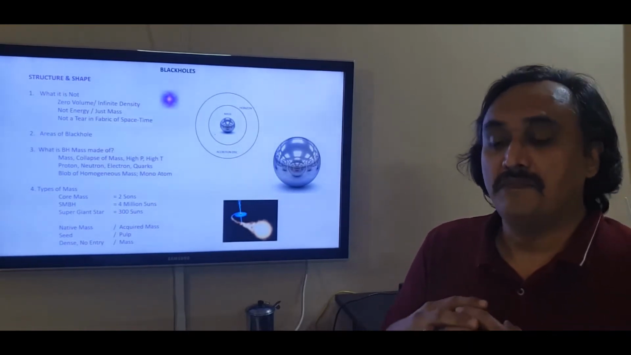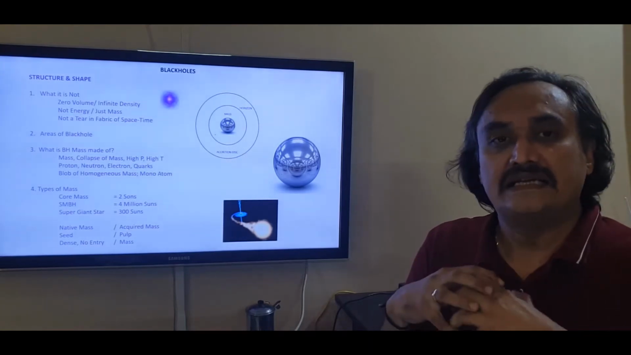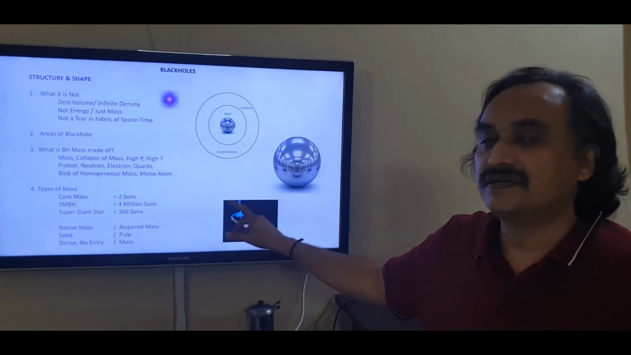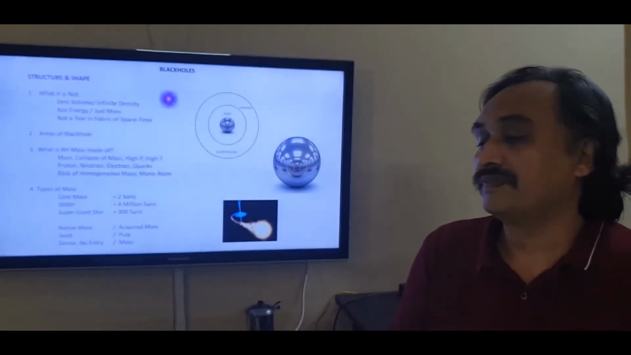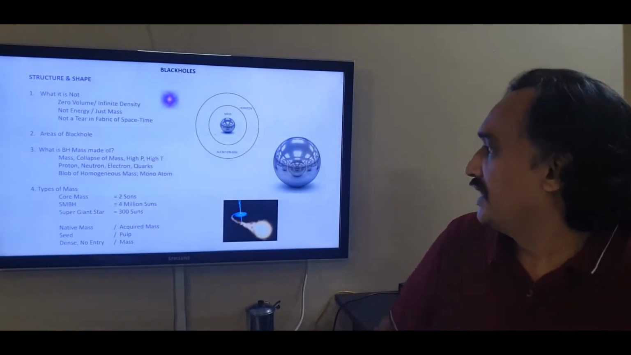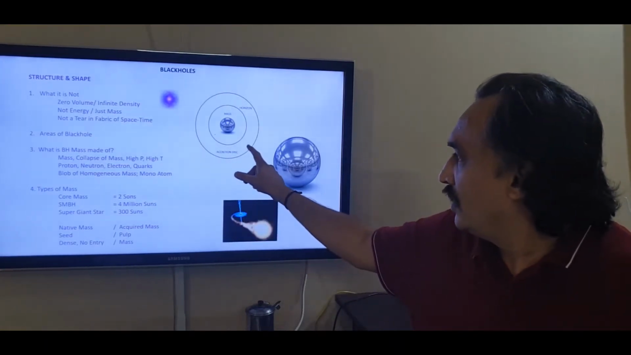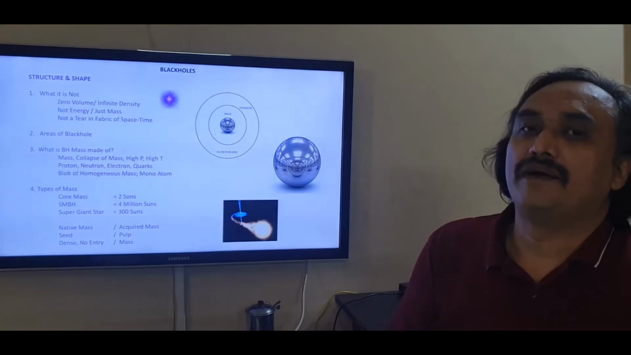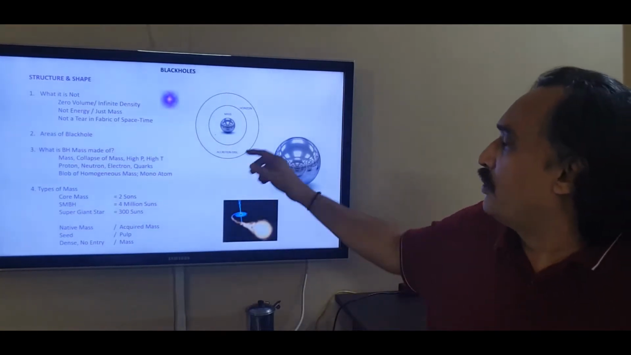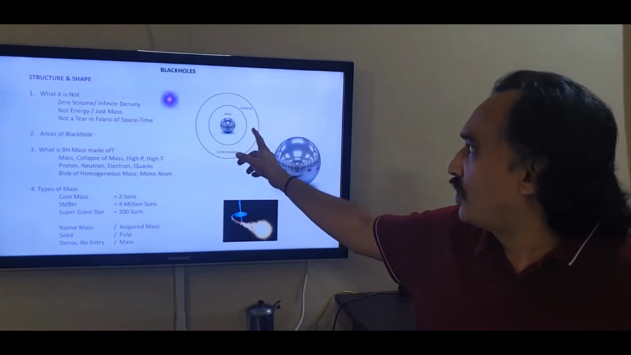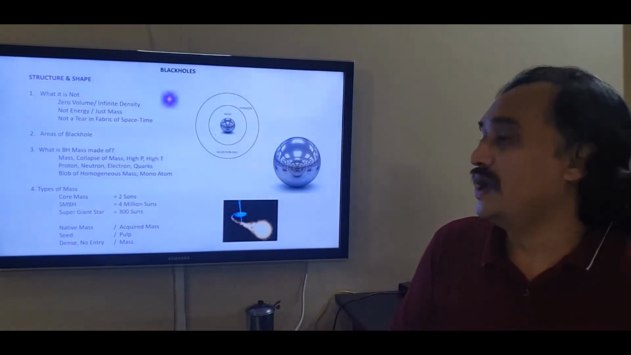That is where the mass gets heated and lit up, and that is why we see the accretion disk in our telescopes. In the accretion disk you have the mass being seen. But what happens in this inner ring, which is called the horizon? Once you cross this, there is no way of coming back.